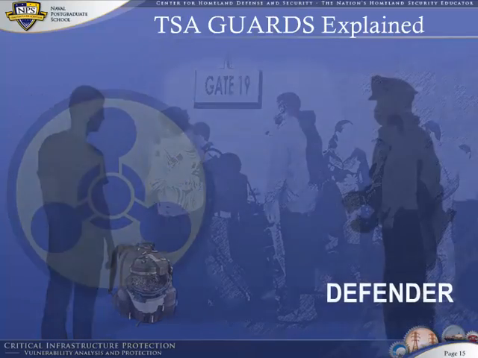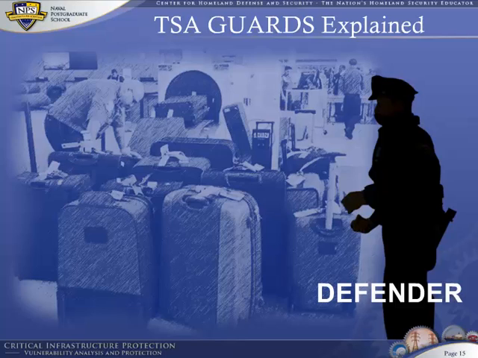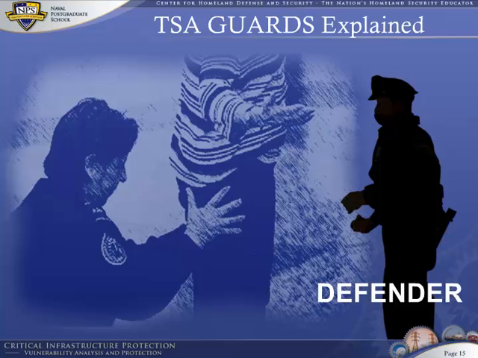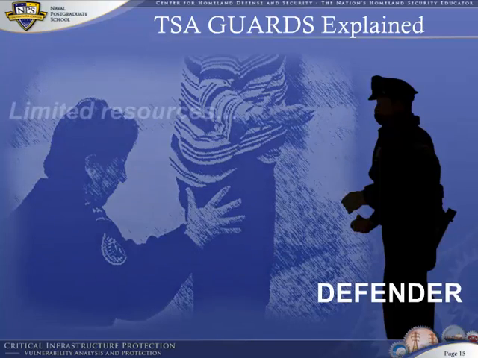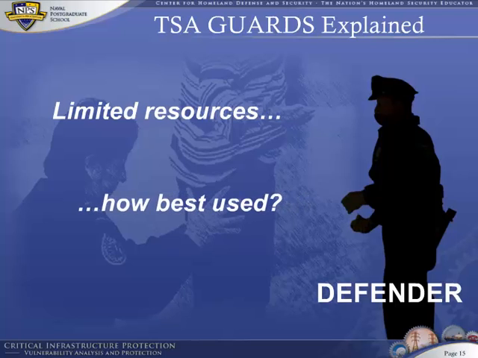The defender has an array of defenses. Perhaps inspectors are placed at the luggage check-in, or passengers are required to submit to a pat-down, etc. Finally, the defender has a limited set of resources, people, inspection machines, etc. How should the defender use its limited resources?